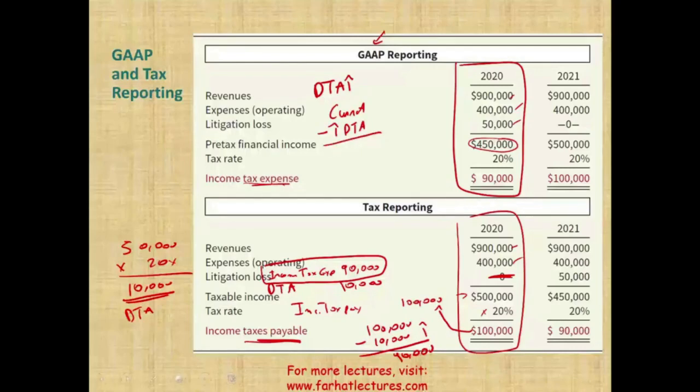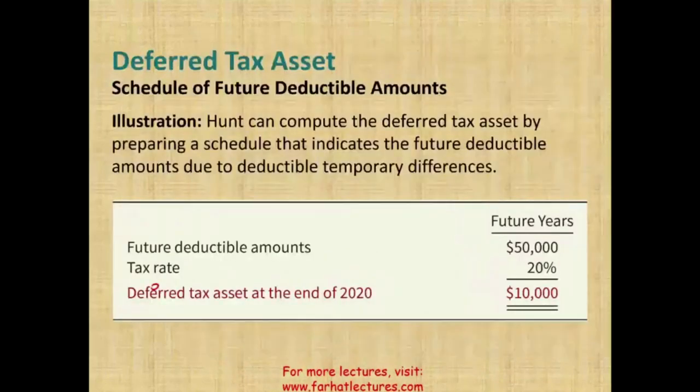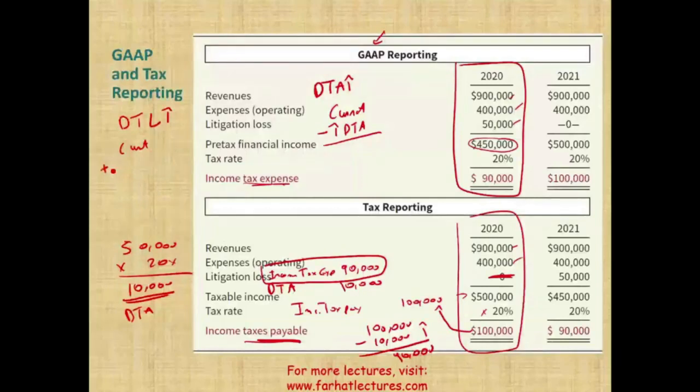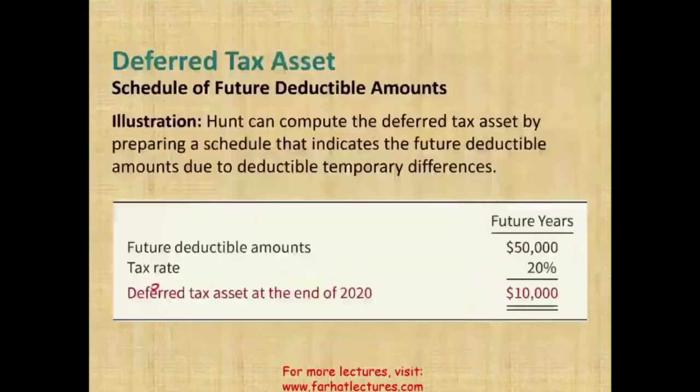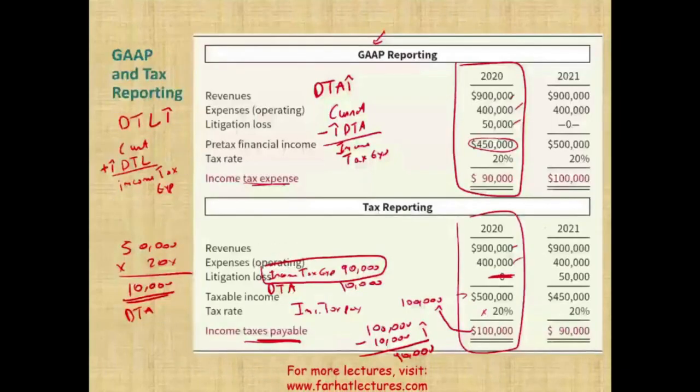If I have a deferred tax liability increase, the DTL increase, I'm going to take my current taxes plus the increase in deferred tax liability to get to my income tax expense. Okay, so make sure you know these two formulas. If I have a deferred tax asset and it went up, I'll take the current minus the increase. If I have a deferred tax liability and it went up, I'll take the current plus the increase.